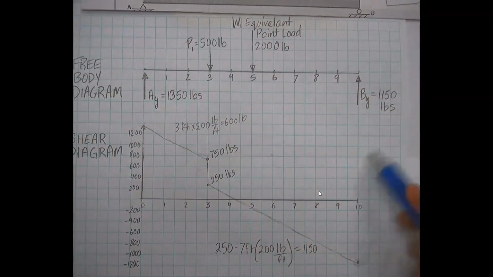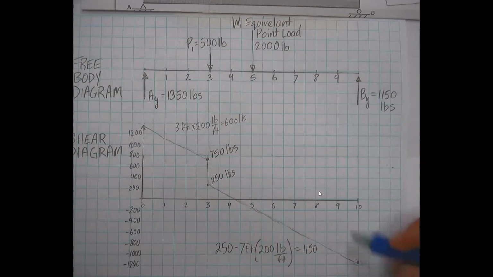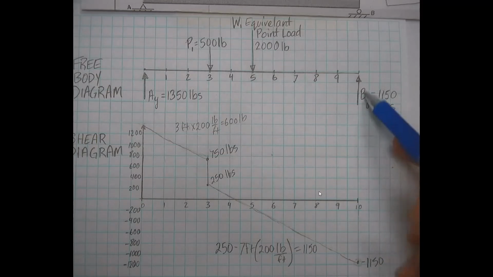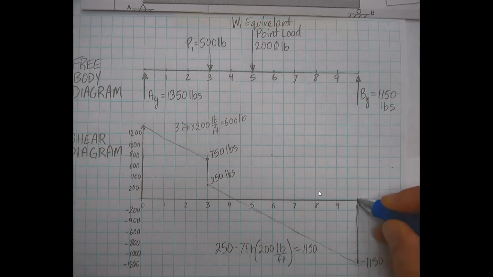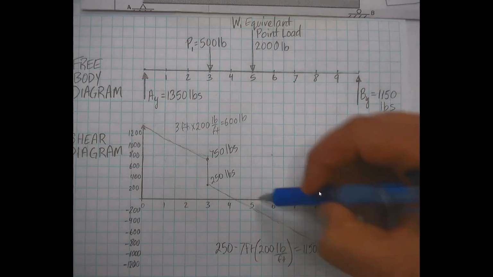And then the last piece, looking at our free body diagram, is we need to pop back up by 1150. So this one here should be negative 1150. And then we add on this last vector going straight up, the reaction force at B, and that should bring us back to zero because we add on that 1150. And that is our shear diagram.